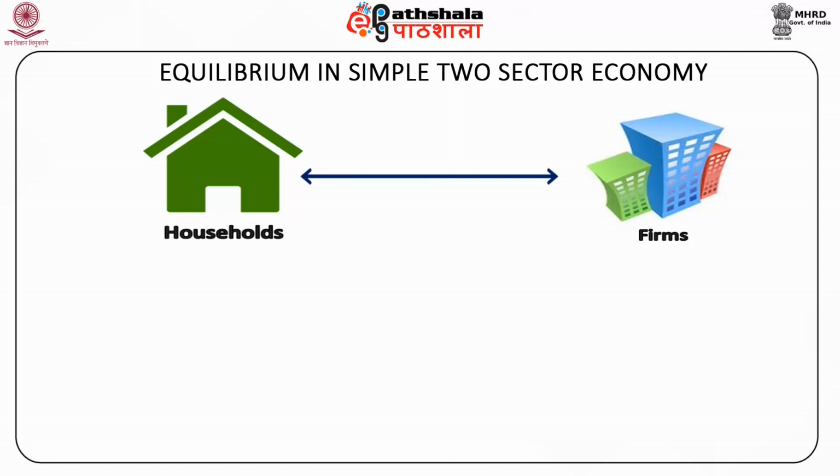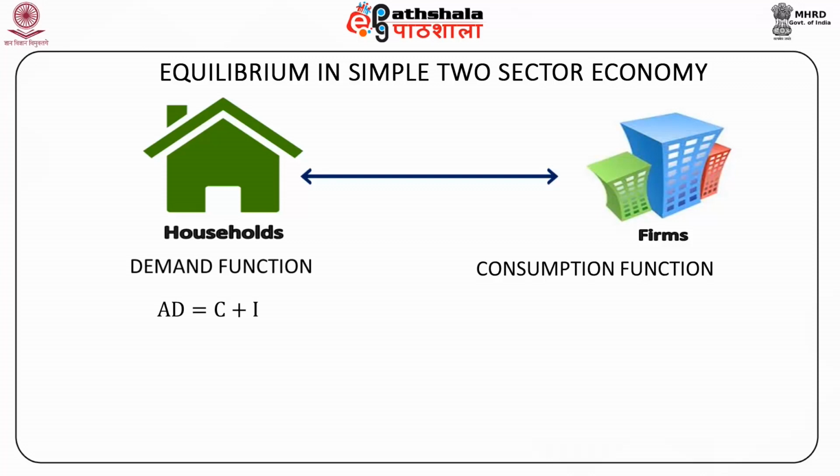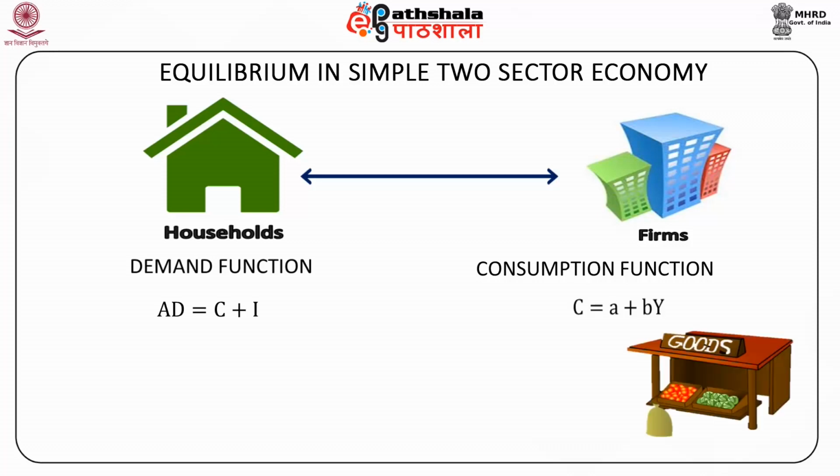We know that aggregate demand is the sum of consumption and investment expenditures. This can be written as AD = C + I. Since there is no government, there will be no taxes, and Y is the same as the disposable income of the consumers. Thus, the consumption function can be expressed as C = A + BY. We know that the equilibrium condition in the goods market is written as Y = AD.